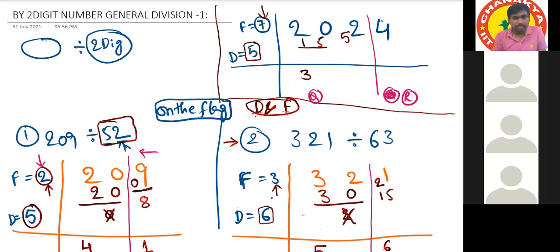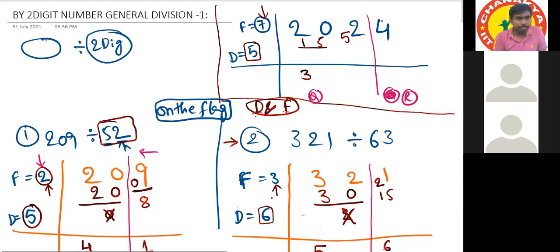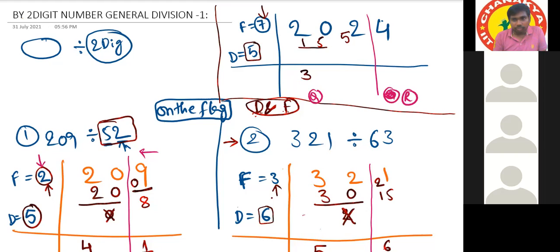52. Okay, the divisor part is over. Now coming to the flag part. 7 3s are 21. 52 minus 21 is 31. In that 31, 5, how many times will it go? 6 times, it is 30, and the remainder is 1. So if you write that 1 before 4, it becomes 14.